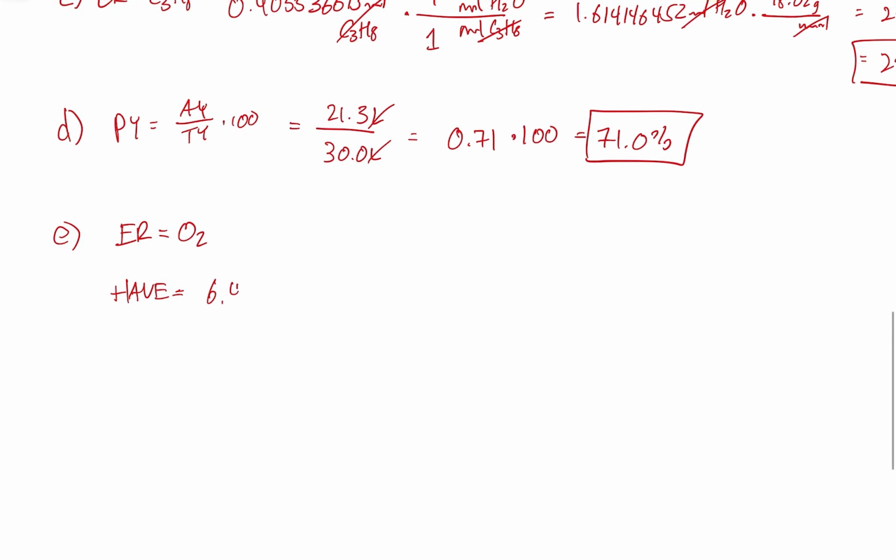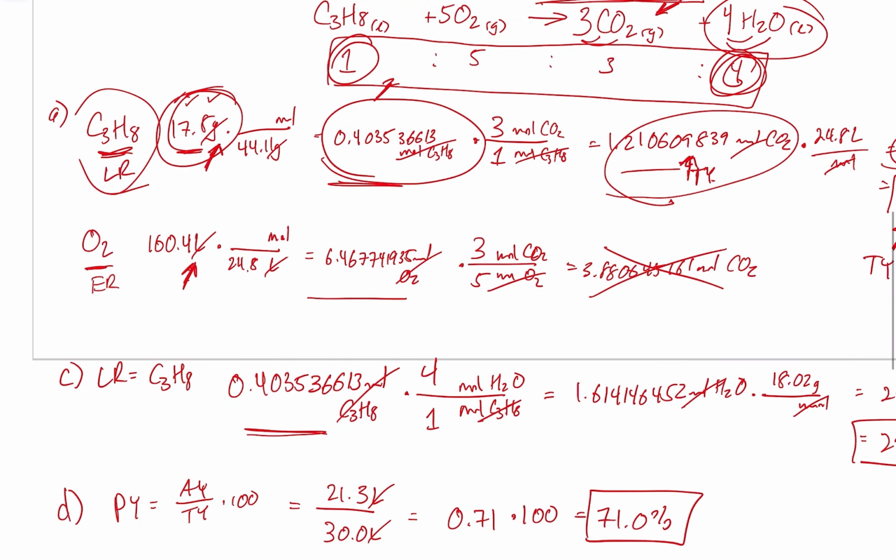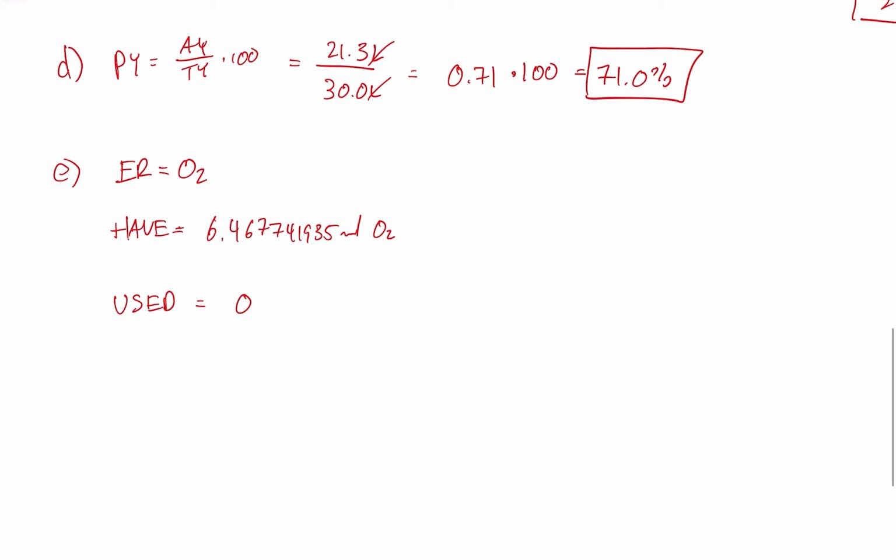We have 6.467741935 mole of O2. Next step is how much did we use? So remember, this is all based on the limiting reagent, and our value of our limiting reagent, which we saw before, was this value over here. So we're going to base that calculation off of our limiting reagent.